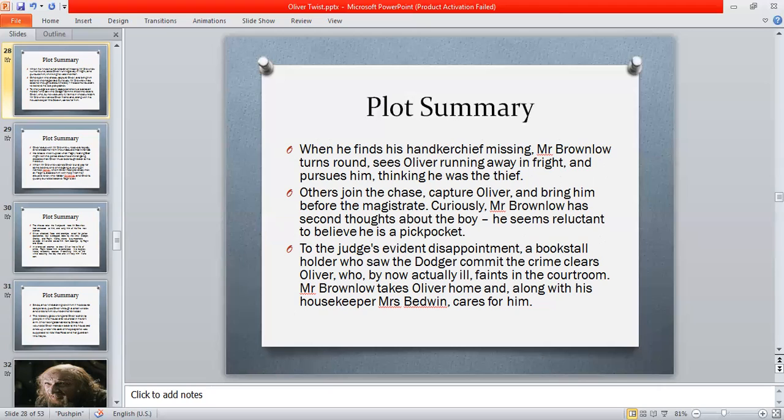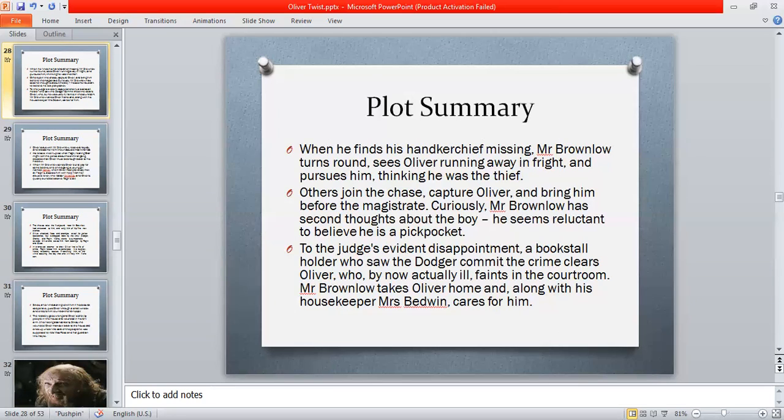Curiously, Mr. Brownlow has second thoughts about the boy. He seems reluctant to believe that he is a pickpocket. Mr. Brownlow believes that Oliver is too innocent to be a thief. To the judge's evident disappointment, a bookstall holder who saw the Dodger commit the crime clears Oliver, who by now is actually ill and faints in the courtroom.